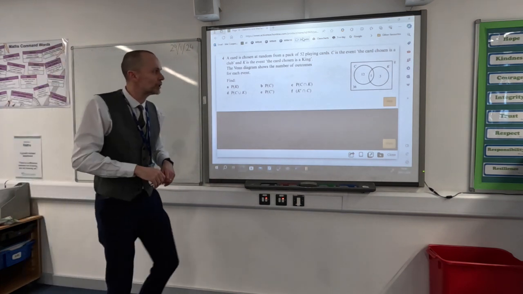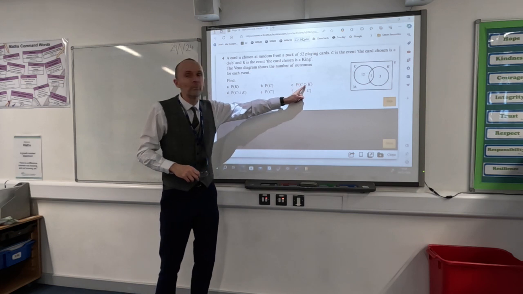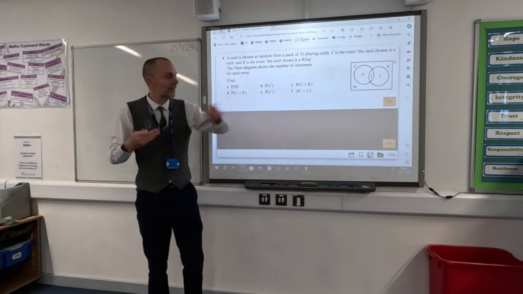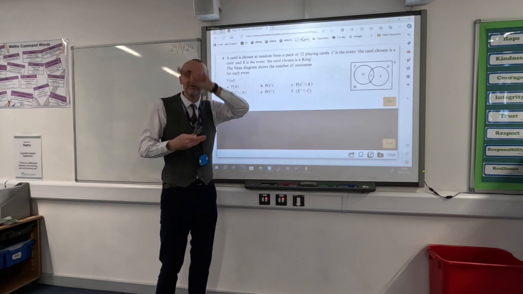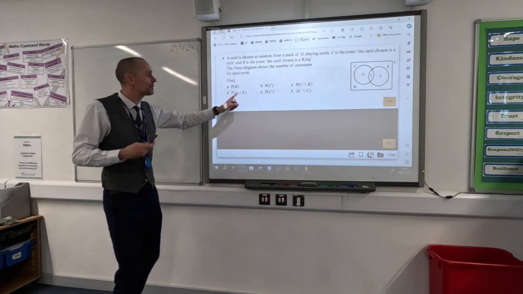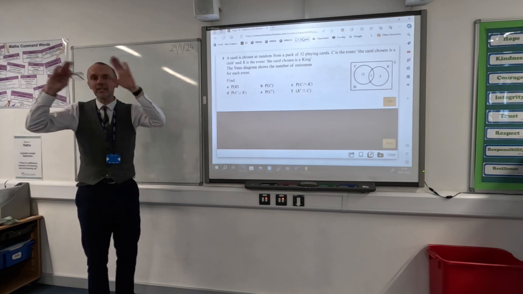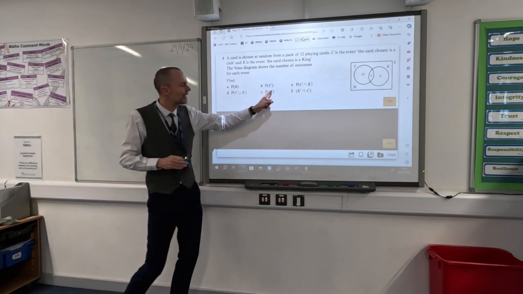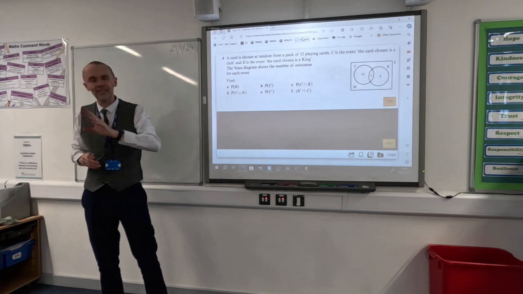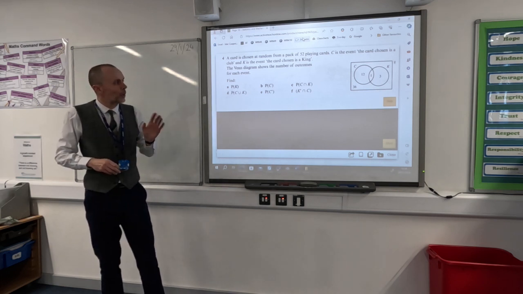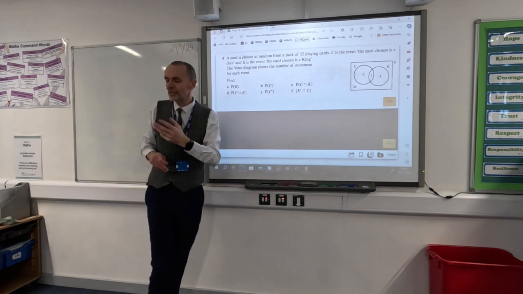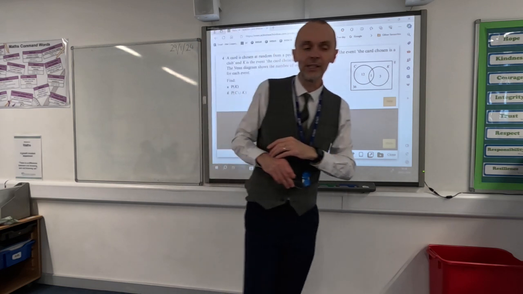Just let me remind you, this means both C and K, the overlap, the intersection. This means either, so the union, everything united, either C or K. And then the dash means not in C. Now all of these are probabilities, and we're talking about a card from a pack of 52. So we've got probabilities with a denominator of 52 in each case.